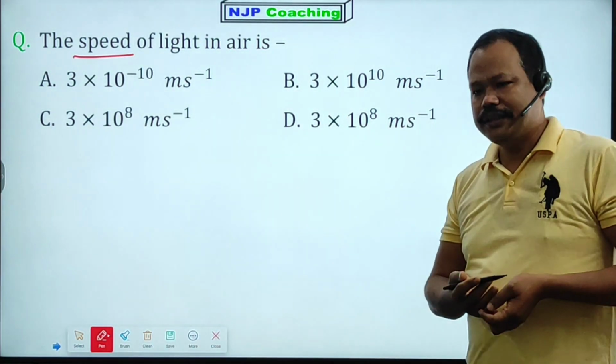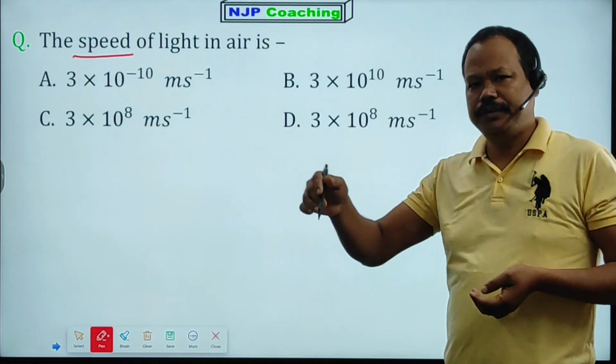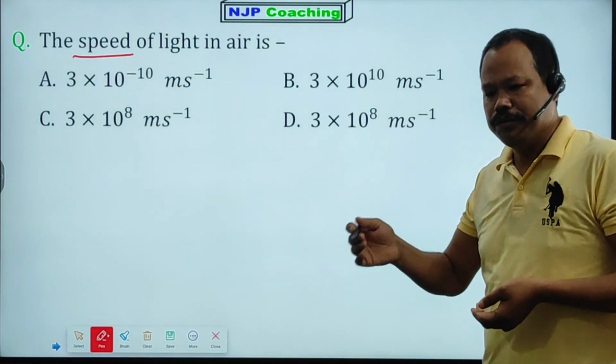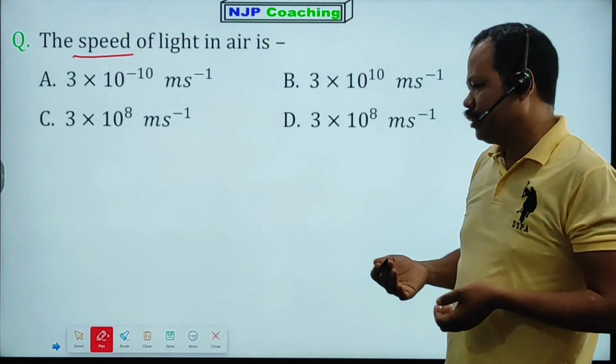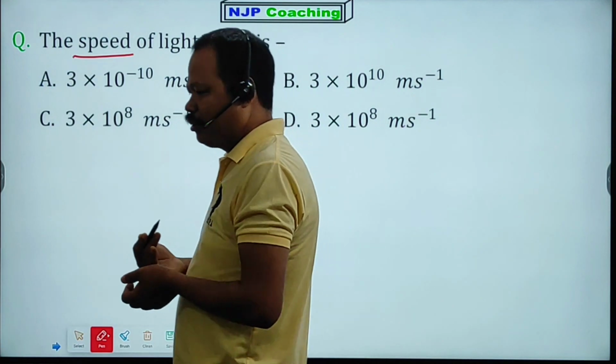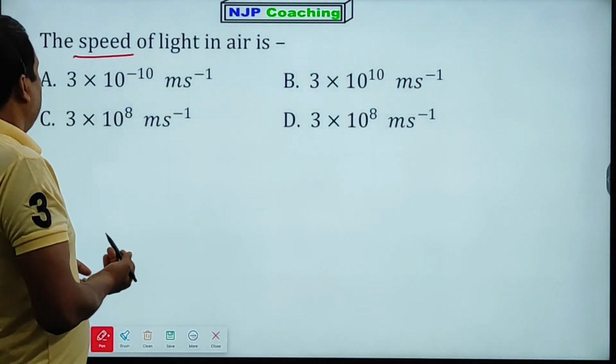And velocity both are same when an object travels in a straight line. Then speed and velocity of the object are numerically same, but there is a difference because velocity is a vector quantity and speed is a scalar quantity.